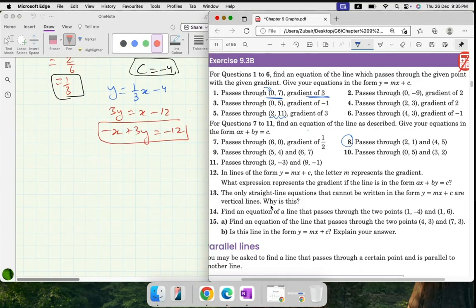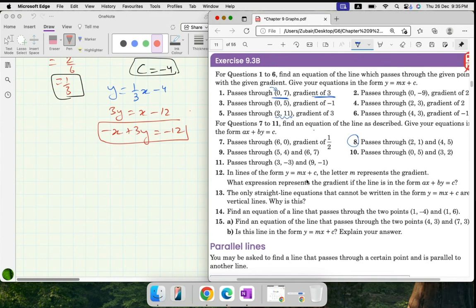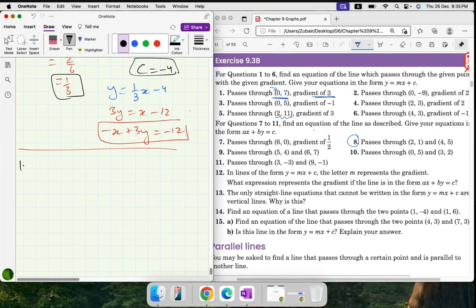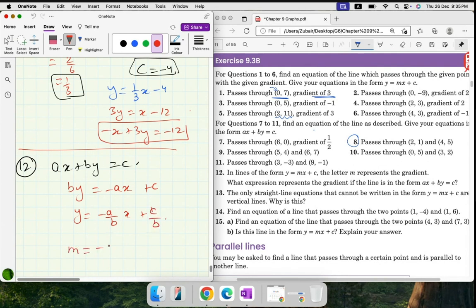Number 12 says, in lines of the form y is equal to mx plus c, the letter m represents the gradient. What expression represents the gradient if the line is in this form: ax plus by is equal to c? So we'll make y the subject. by is equal to minus ax plus c, y is equal to minus a over b x plus c over b. The gradient is minus a over b.